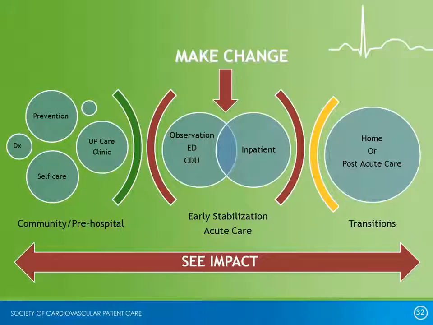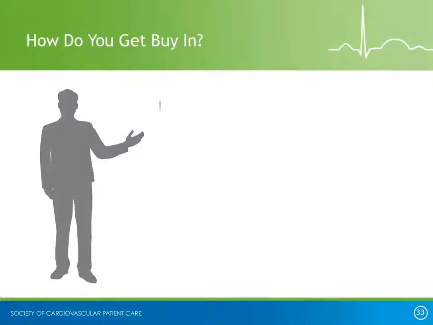What we really need to do, though, is make that change while these patients are within our doors, within our arms, and when they are a captive audience. Using the observation units, ED, clinical decision units, and of course the inpatient acute care units to stabilize our patients, optimize our patients, and prepare them for transition back to home or their post-acute care provider, as well as utilizing prevention, self-care in our outpatient clinics for these patients either before or after hospitalization. But making the change while we have them here within our arms is where you're really going to see the impact across the continuum.